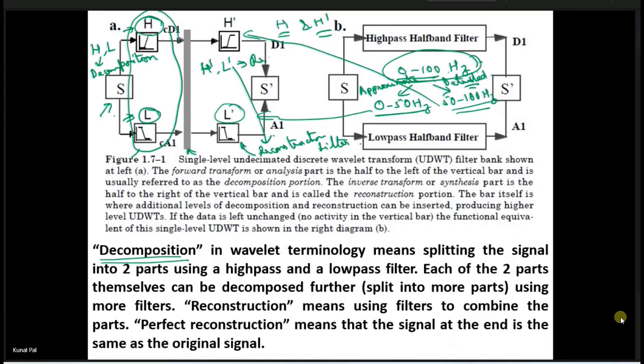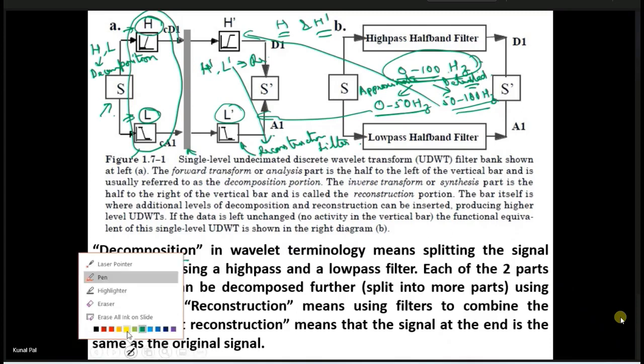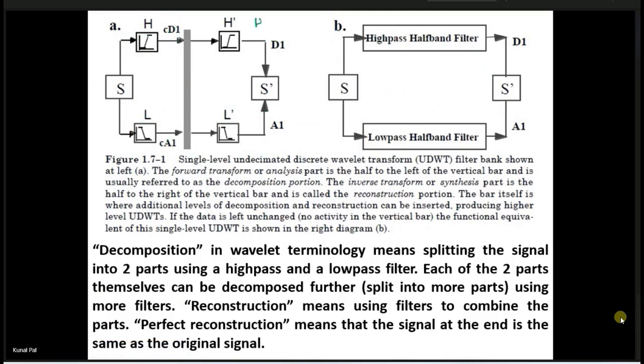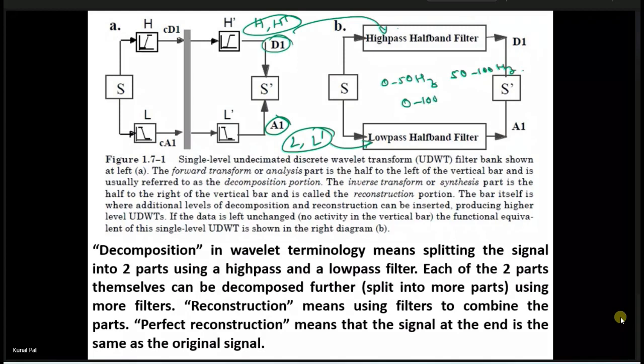However, the combination of H and H dash is called the high pass half band filter, and the combination of L and L dash is called the low pass half band filter. Now when you again join the approximate coefficient and the detailed coefficient, we have the 0 to 50 hertz components and the 50 to 100 hertz components, and when you join the frequency components again, you get 0 to 100 hertz components and you get the signal.